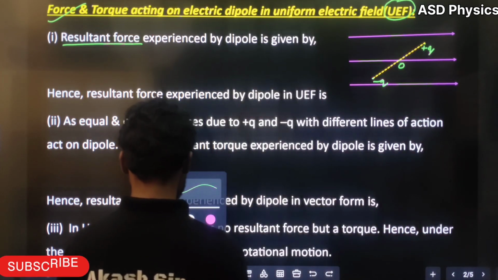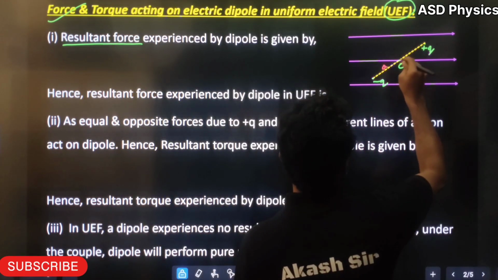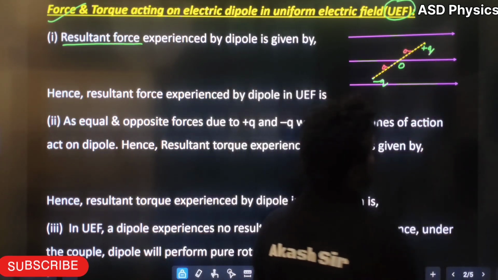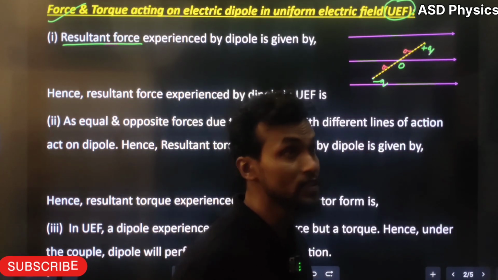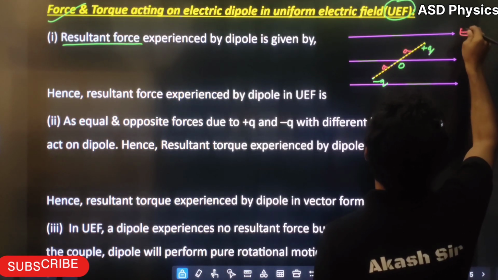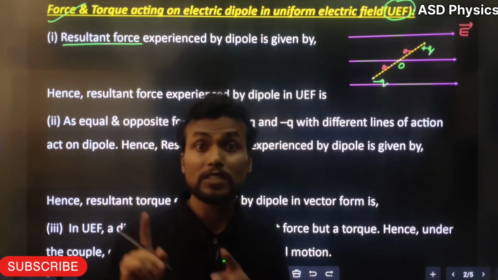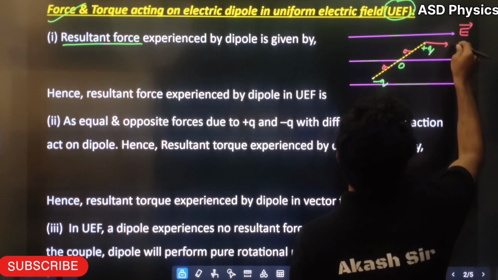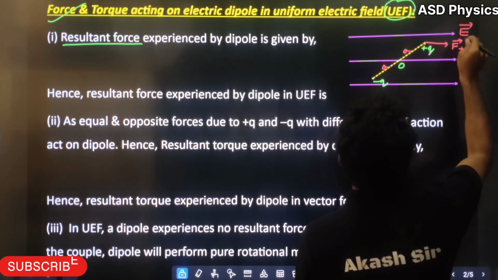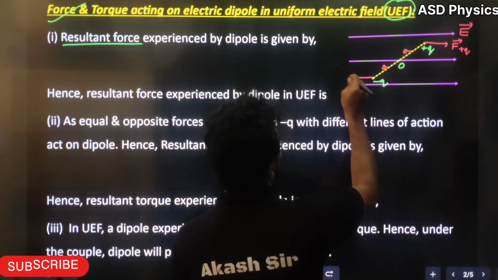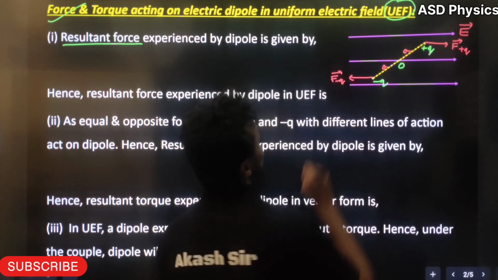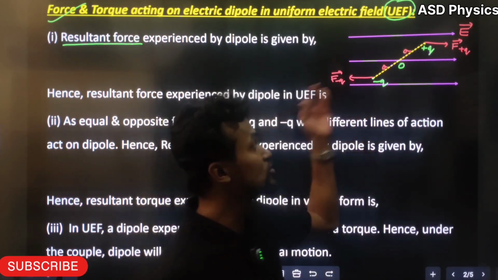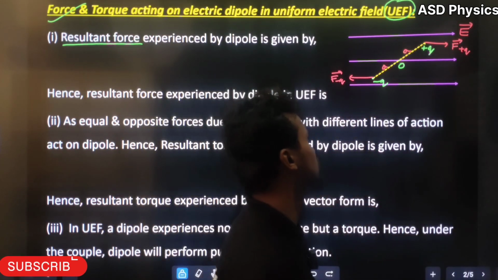And you know very well students, this distance is called what? For derivation purpose, 2A. This distance is also A. Now what will happen, that this plus Q charge will experience force in the direction of the electric field, and here which kind of electric field is there? Uniform electric field, that means field lines will be straight and equidistant. Okay, so see here please, this is the force on a plus Q charge, and here the force on a minus Q charge. Because a positive charge will experience force in the direction of the electric field and a negative charge will experience force in the opposite direction of the electric field.